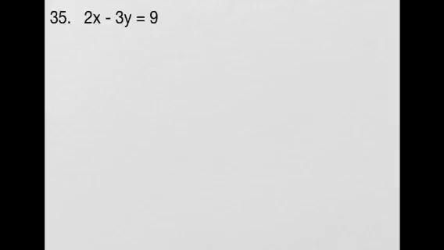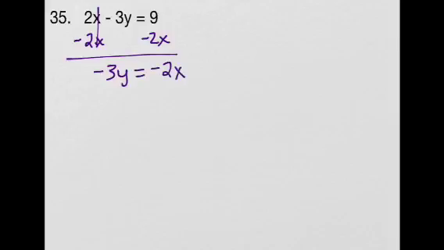So let's get started. Number 35 asks that you find the slope and the y-intercept and then describe the graph. In order to do that, we need to isolate the y. So we start off by subtracting 2x from both sides. And so that leaves us with negative 3y. And I'll just rearrange the order so that it's in the y equals mx plus b form. And then we divide both sides by negative 3.